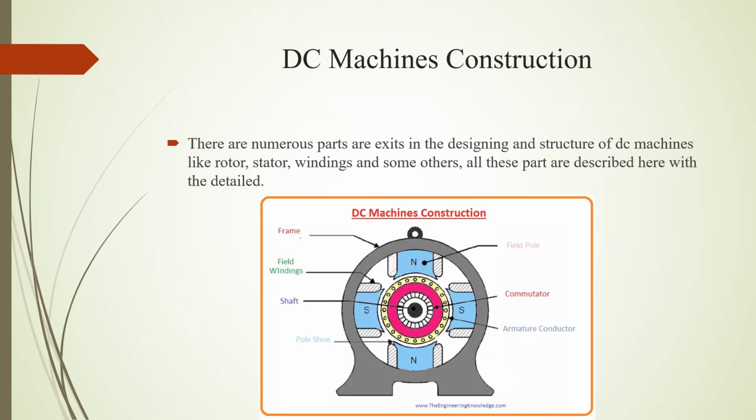Now let us see the construction of the DC machine. The DC machine consists of various parts like rotor, stator, windings, commutator, armature, conductor, and field pole shoe. In this video we are going to see a detailed description of each and every part.